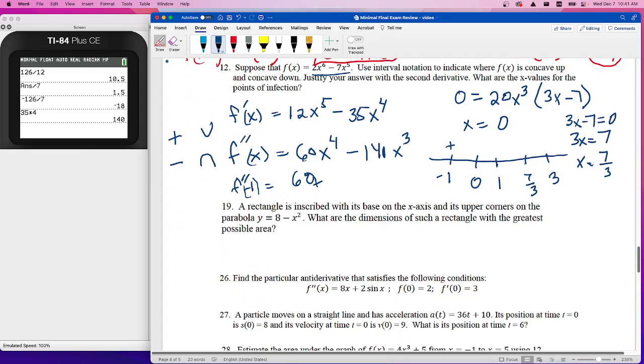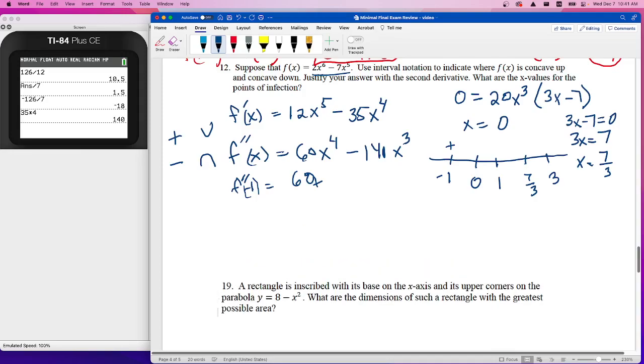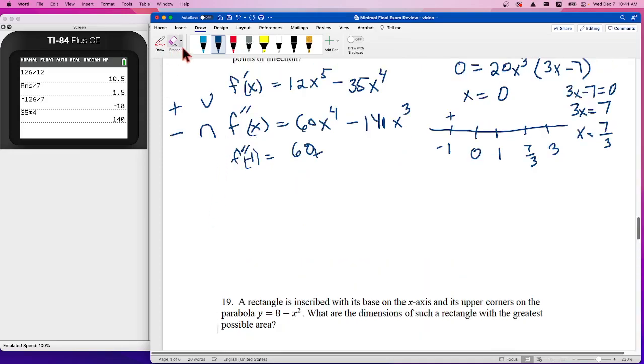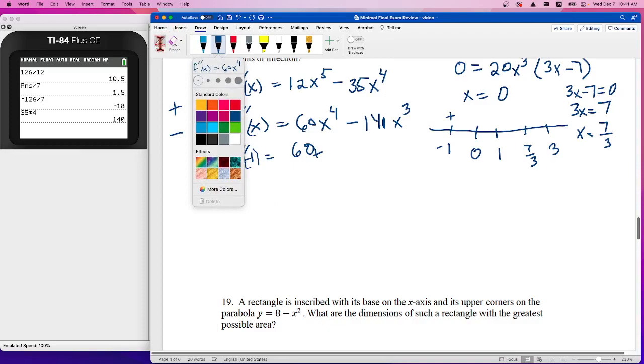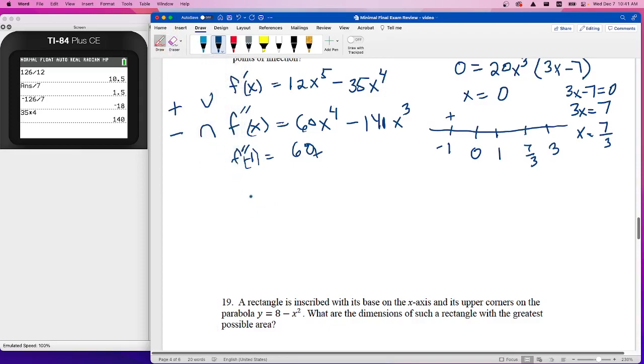Let's get rid of all this other stuff and give ourselves some more room. So what we know at this point is that it's concave up from -infinity until 0. Remember, at 0 it's an inflection point, so it's either concave up or down. It's where it's going to change. It's a turning point. We're going to assume that when we put in 1, we're going to get a negative, and you can kind of see 1, this is going to be 60.